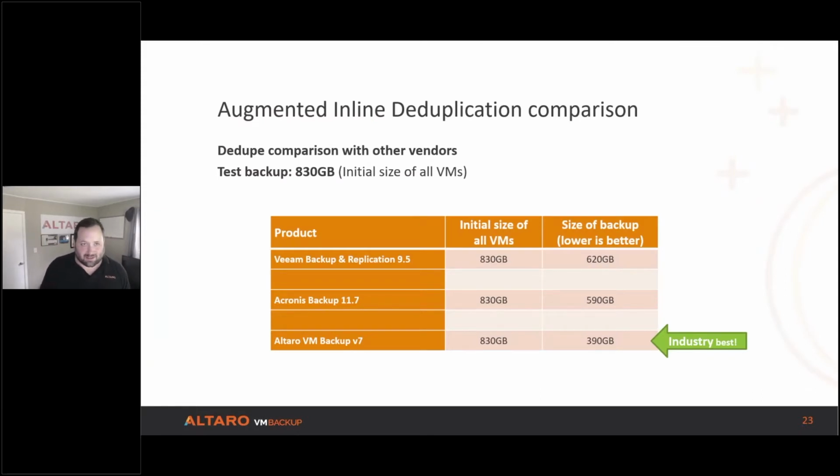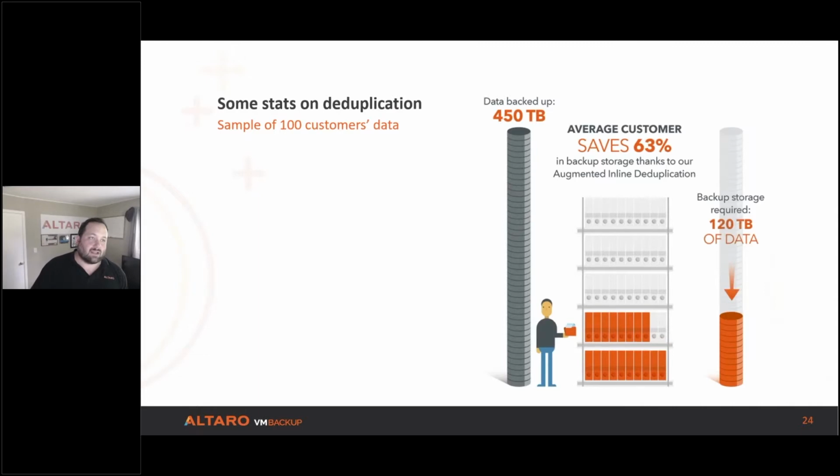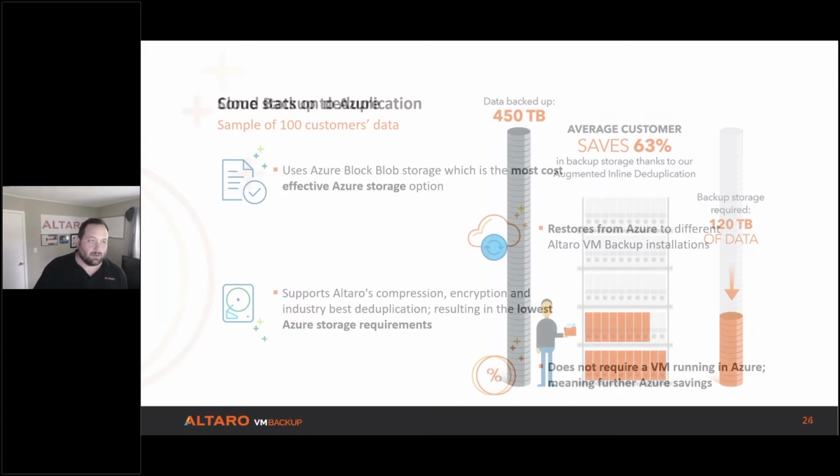And I've just got some statistics here to show you where our deduplication comparison lines up with some of our competitors. This is for Altaro VM Backup version 7. With version 8, it's very similar to these statistics that you see here. You see we come out quite a bit lower than some of our competitors. And then we also did a sample of 100 customers' data, and we compared those data sets with our deduplication versus some of our competitors, and we come out to roughly 63% savings when compared to some of our competitors.